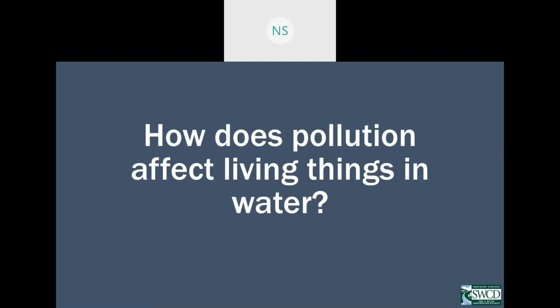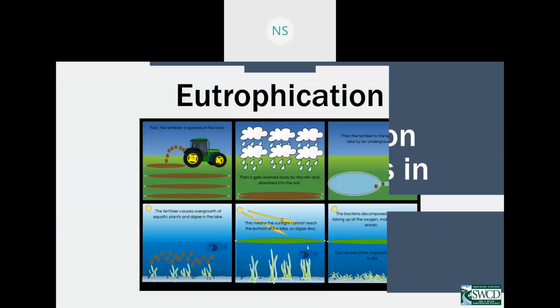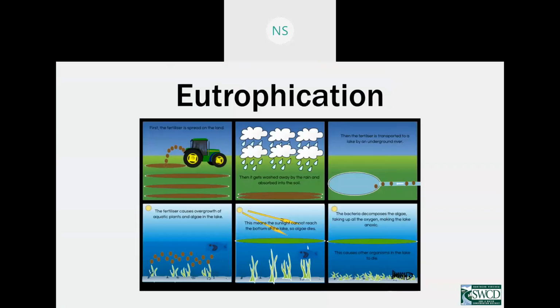So how does pollution affect the living things that are in the water? So eutrophication is something that happens when there are too many nutrients in the water, too much of that nitrogen and too much of that phosphorus. So it starts when there is fertilizer spread on the land. They show here a farm, but it also could be you applying too much fertilizer to your lawn, or maybe a golf course who wants to keep their grass really green. That could also have too much fertilizer.